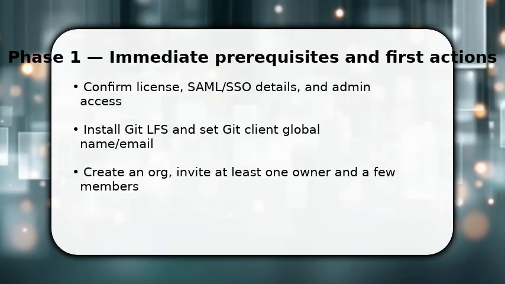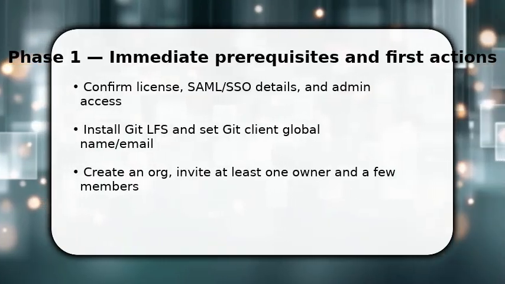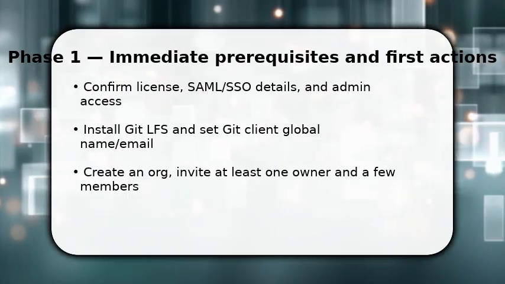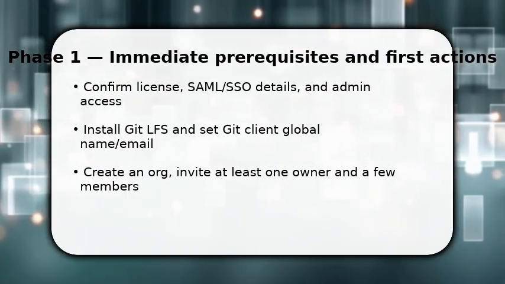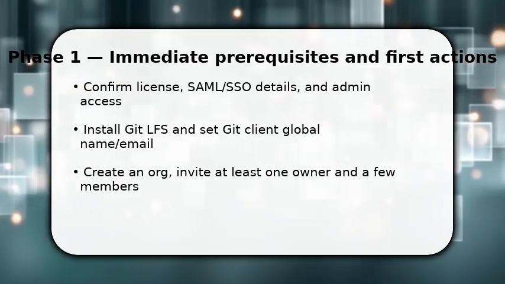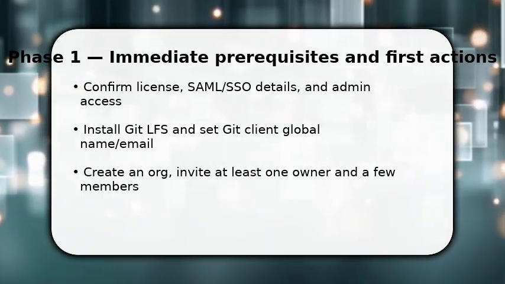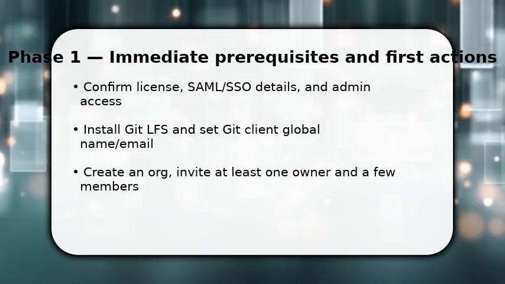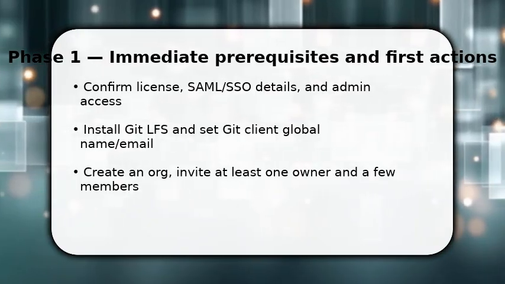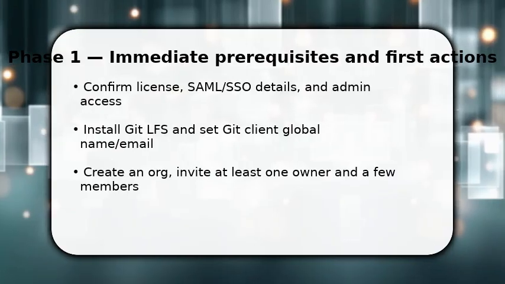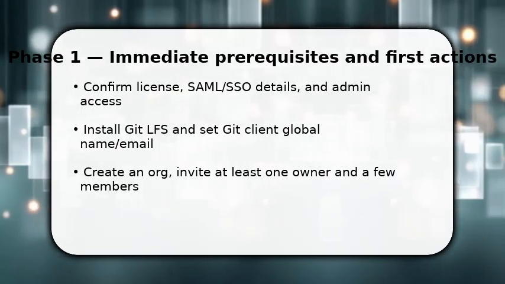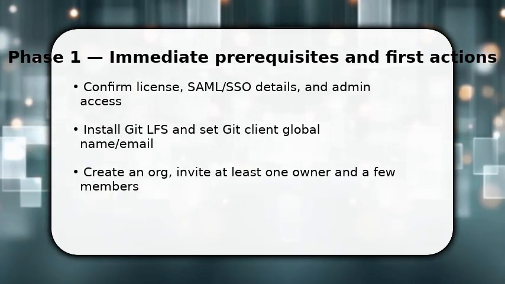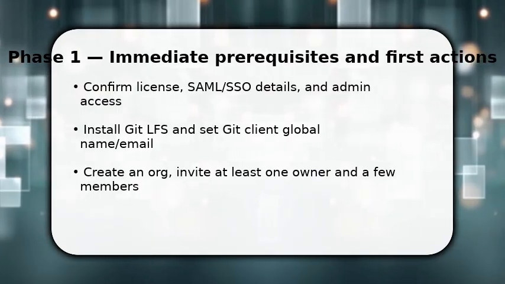You start by verifying prerequisites: license, SAML or SSO config, and admin credentials. Log into your GitHub Enterprise instance as an admin and make sure your workstation has Git and Git LFS installed. Next, create the organization you'll use for projects. Invite at least one owner and a handful of members so permissions can be tested. Once done, set your Git global name and email locally and push a tiny repo to confirm authentication. This first step gets the foundation right and prevents access delays.